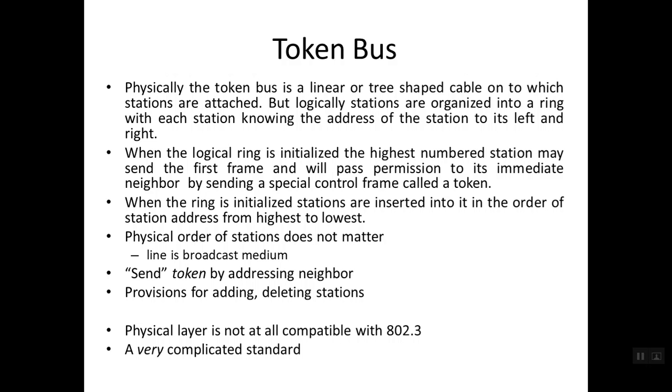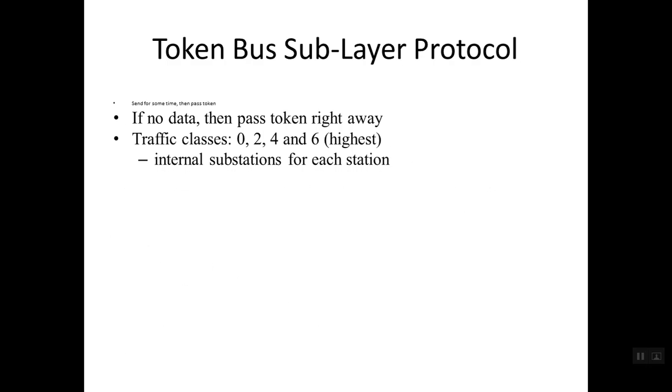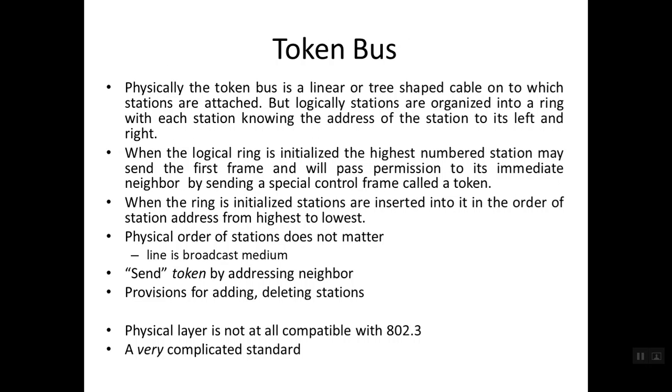Now we will see what a token bus is. So token bus is actually a linear or tree shaped cable, or simply a linear cable onto which stations are attached. Physically it is a linear cable into which stations are attached, but logically stations are organized into a ring.